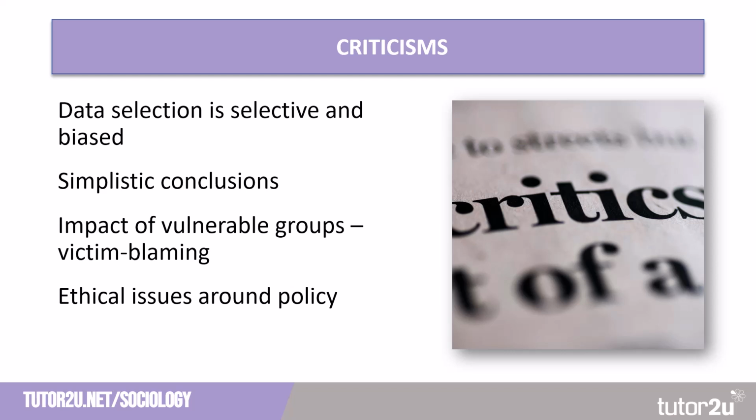Critics argue that Murray's interpretation of the data he used was selective and biased. They claim that he overlooked evidence showing that welfare programs have helped millions of people and that other factors such as economic downturns and discrimination also contribute to poverty and unemployment. Some sociologists and economists criticise Murray for drawing overly simplistic conclusions from complex social issues. They argued that poverty and welfare dependency are influenced by a wide range of factors, including economic conditions, education, health and access to opportunities, which Murray's analysis did not fully address.